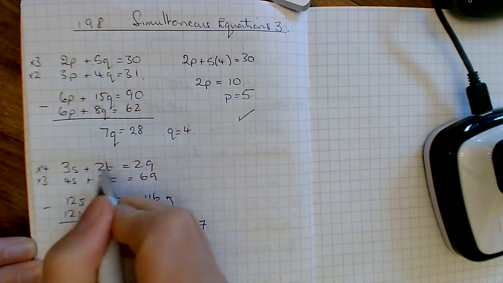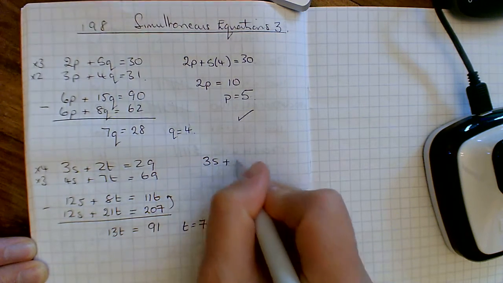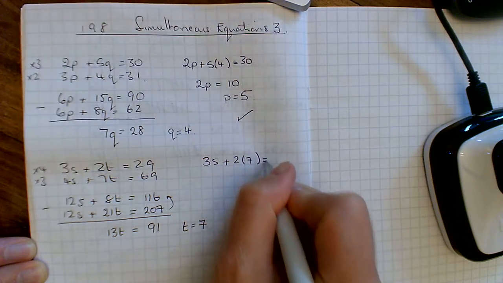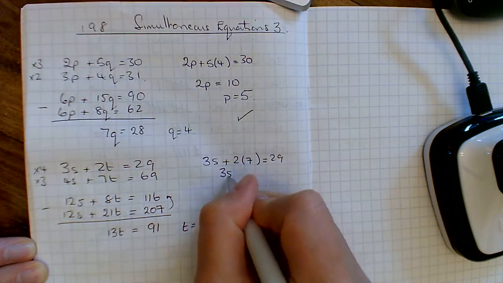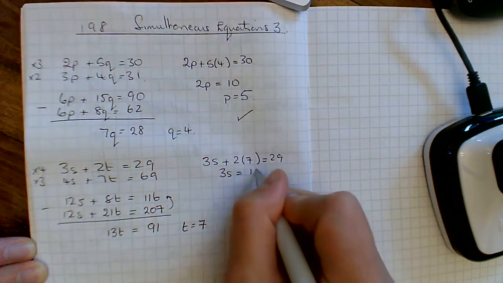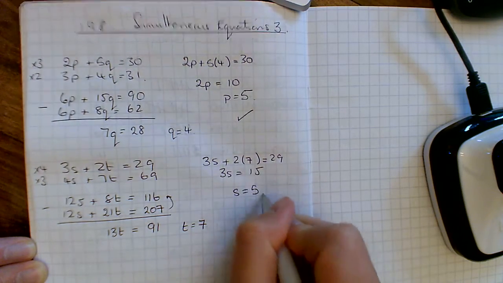So t equals 7, so throw it back in the first one. 3s plus 2 7s, which are 14, equals 29. So 3s must equal 29 take away this 14 is 15, and s must equal 5.